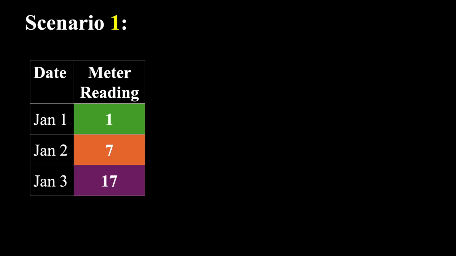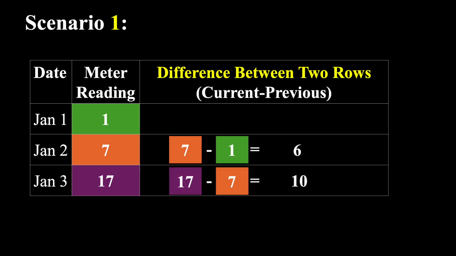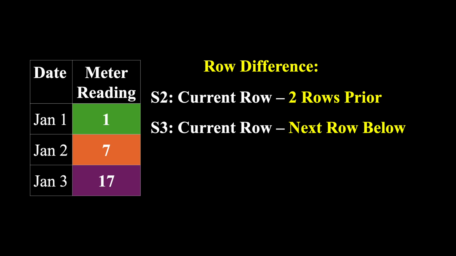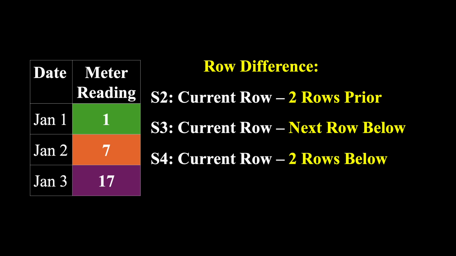For instance, every day we keep track of a meter reading, and we want to know what's the difference between two rows. In this case, current row minus the previous one above. Also, I will show you the same thing for current minus two rows prior, or the next row below, or two rows below.